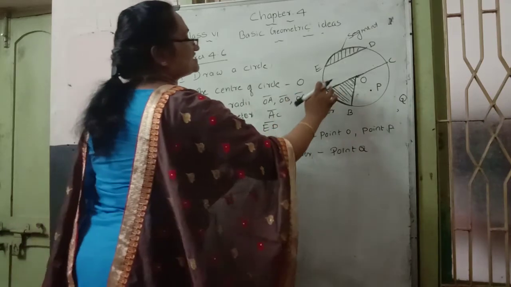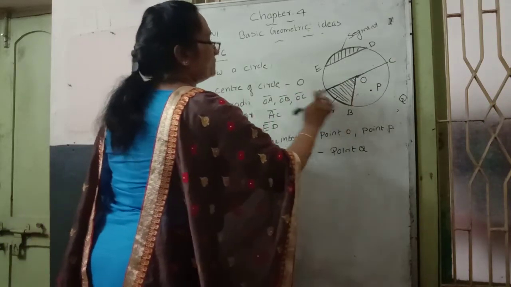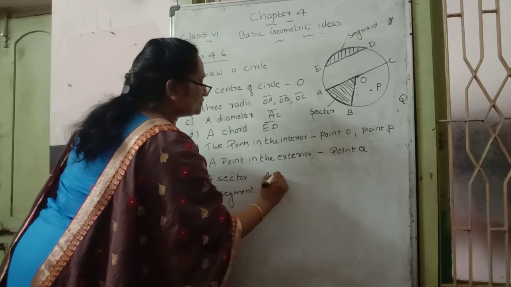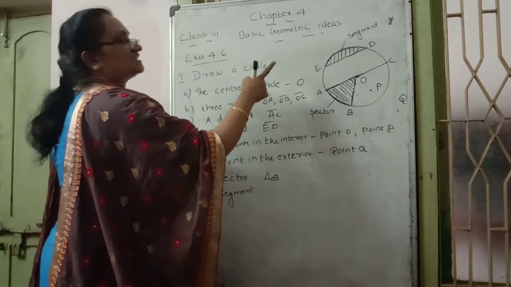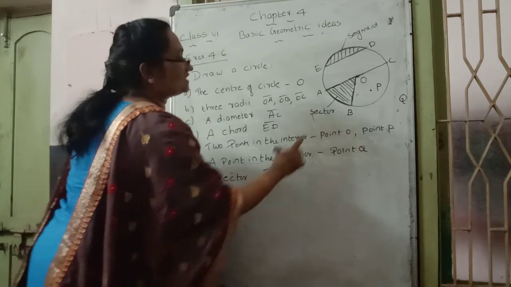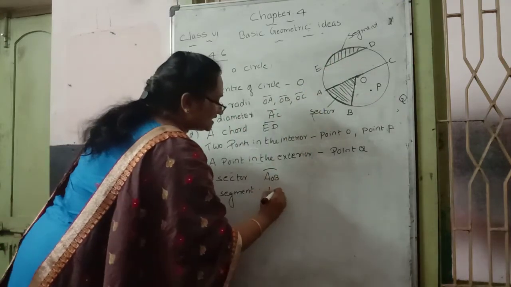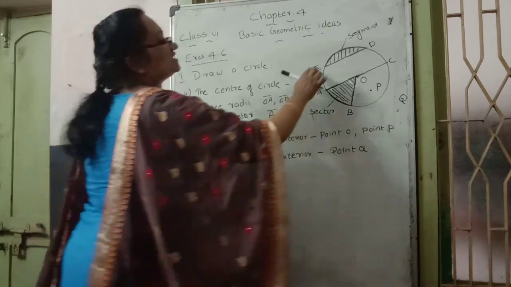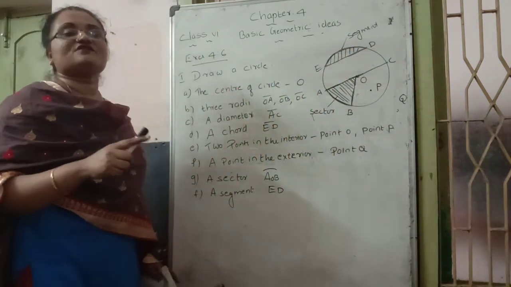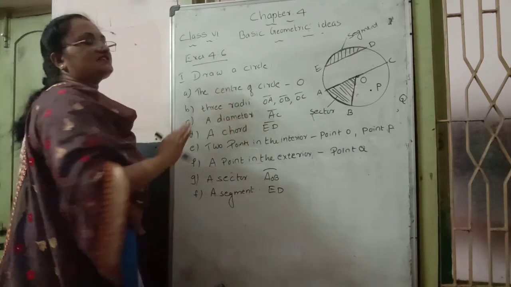Sector: which is the sector? AOB is the sector. Here we mark AOB as the sector. Segment: which is the segment? ED is the segment of the circle. In this way we can give the answer to the question.